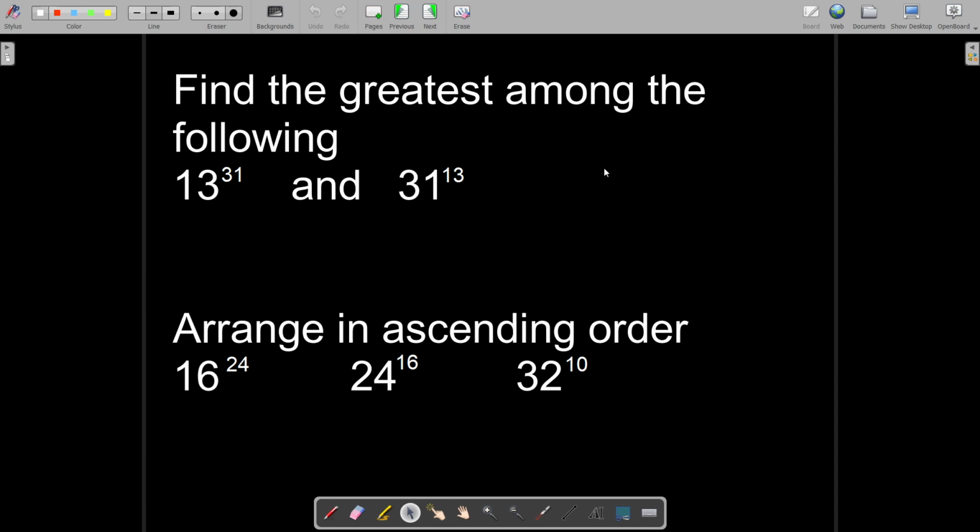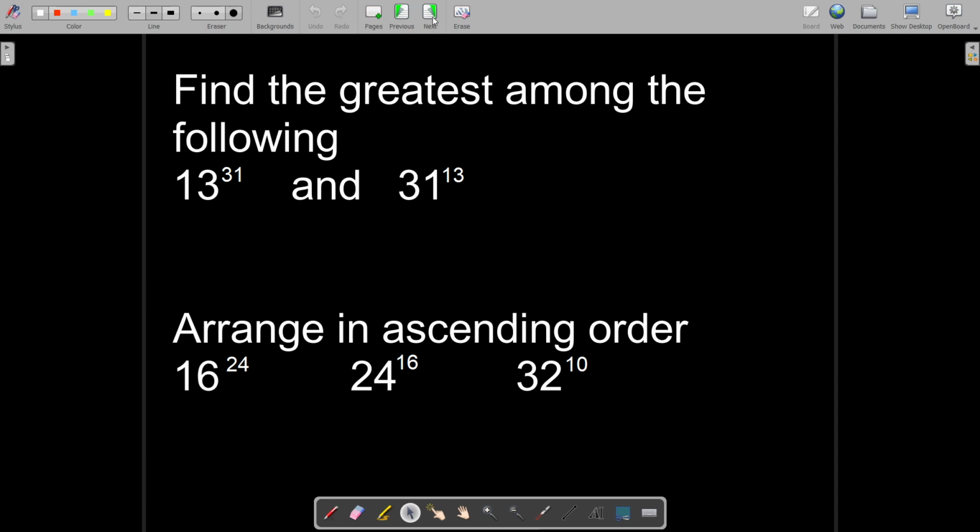Find the greatest among the following: 13 raised to 31 or 31 raised to 13. And the second question is arrange in ascending order: 16 raised to 24, 24 raised to 16 and 32 raised to 10. Now there are various methods to tackle such questions, but the fastest way to do such questions is to learn some basics of logarithms.